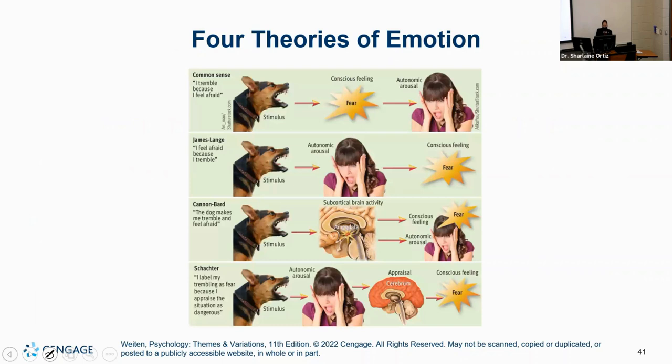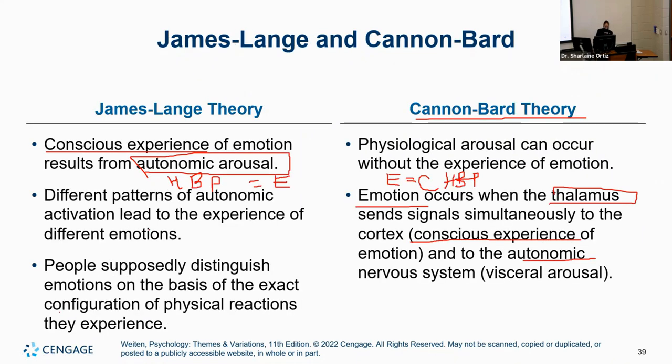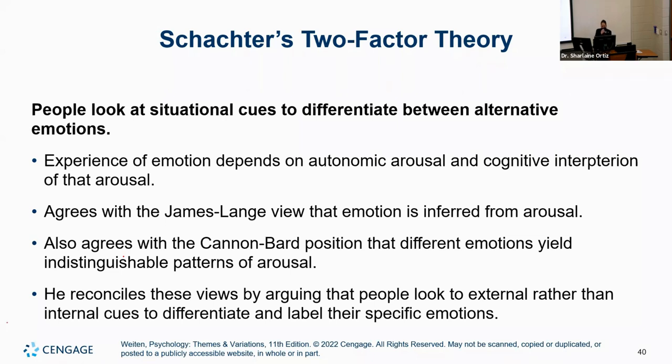Now, let's look into Schachter's two-factor theory. This theory attempts to explain emotions in a different fashion. Notice that emotions through James-Lange, they propose that conscious experience came from that arousal, right? So we had that arousal that led to my emotion. Whereas Cannon-Bard says, no, they occur simultaneously. And that's how you interpret your emotion. That's how you end up having that emotion.